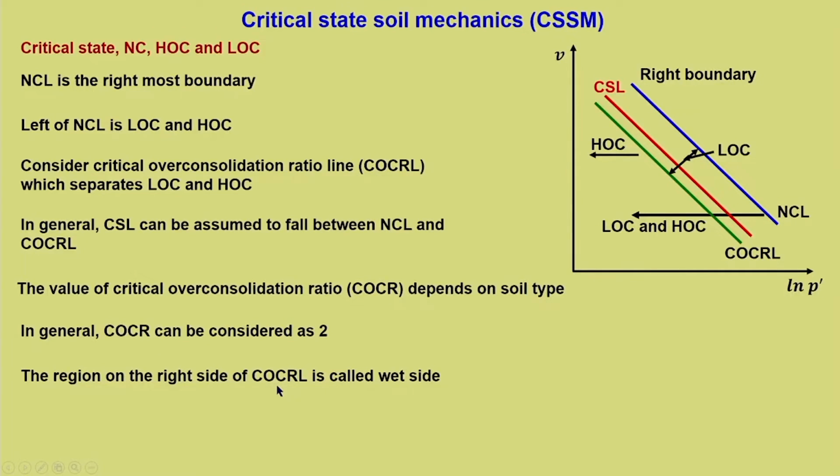The region on the right side of COCRL, now this COCRL is the reference, towards the right side is called wet side. Now, this particular definition of wet side, dry side we have seen in compaction curve. What is towards the right of OMC, we call it as wet side of optimum, and towards left it is called dry side of optimum. Similar to that, it is defined that towards the right side of COCRL it is wet side, and towards left it is dry side.